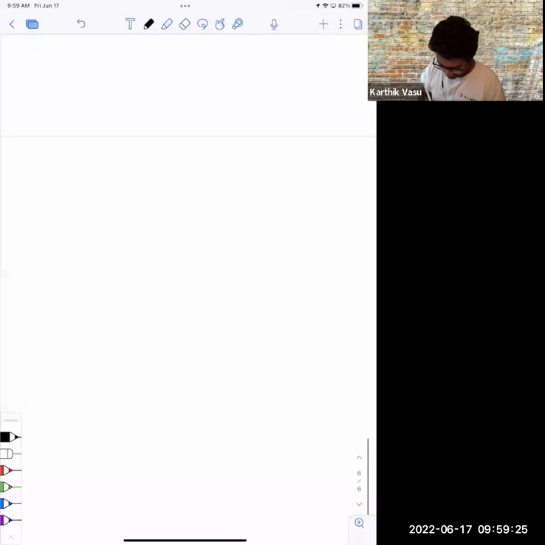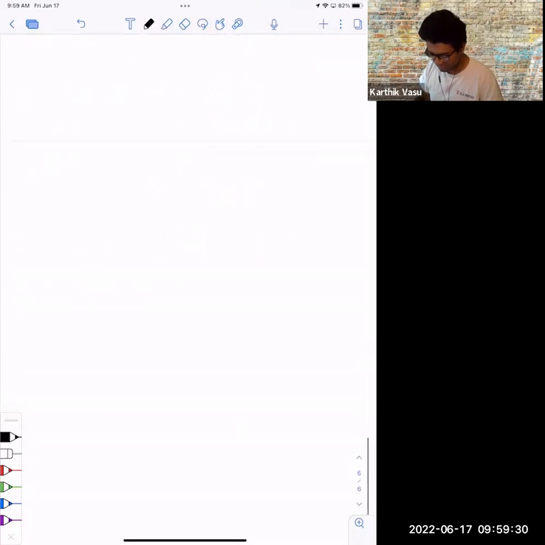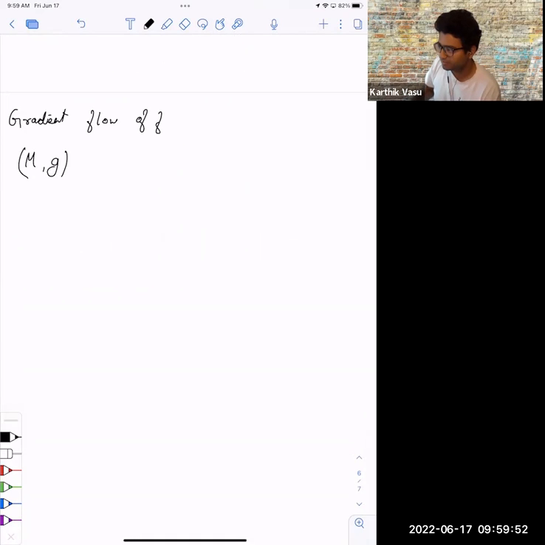Okay, so this was one way I can decompose and we'll see the topology. There's another way which I feel is more useful, which is by doing gradient flows. So gradient flow of F. Now I had the manifold, but now I'll also give a Riemannian metric on this.